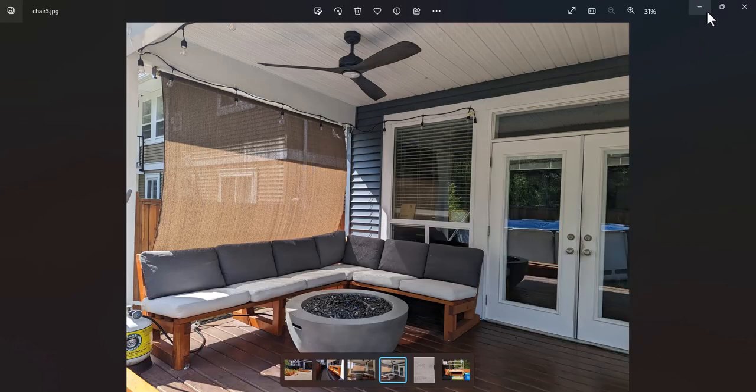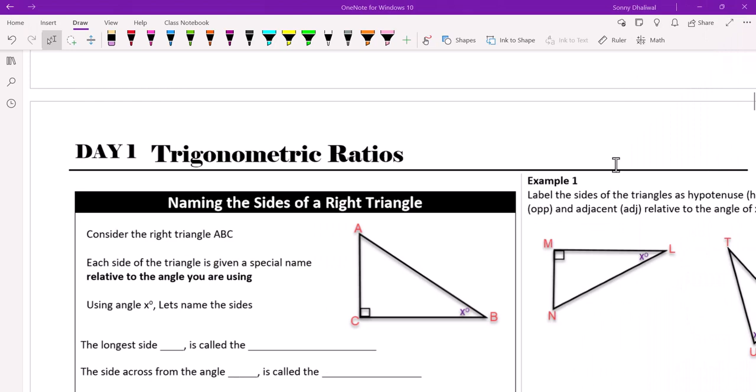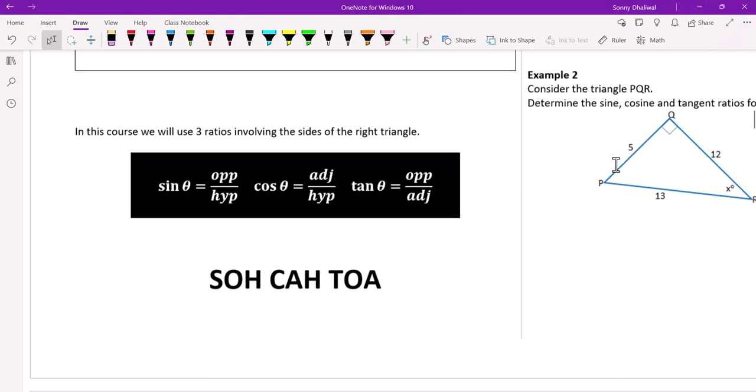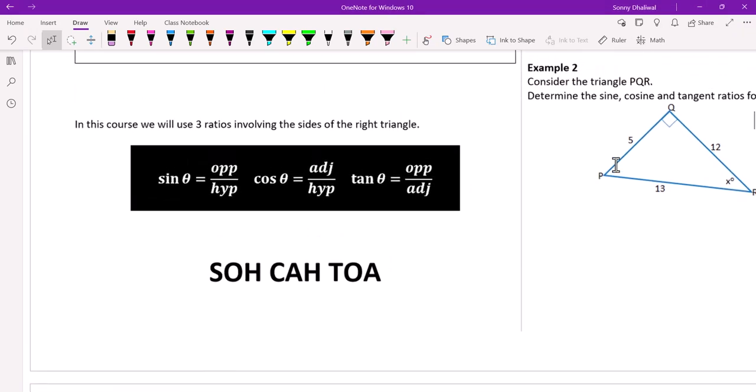So to do this stuff, we need to use a calculator. So on your calculator, you need to have 3 buttons. I mentioned this in September. A sin, a cos, a tan.